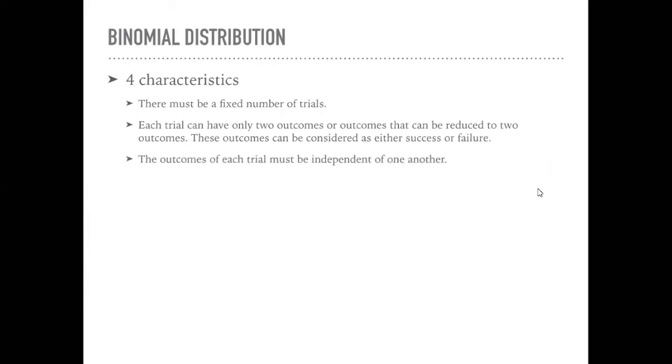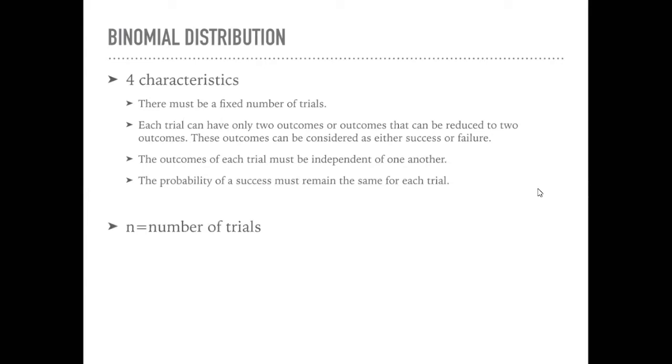The outcomes of each trial must be independent. So what that means is that the outcome of your first trial cannot impact whether or not you're going to get a success or a failure on your second trial. And then the fourth thing is the probability of success must remain the same for each trial. So these are the four characteristics that a binomial distribution must have.